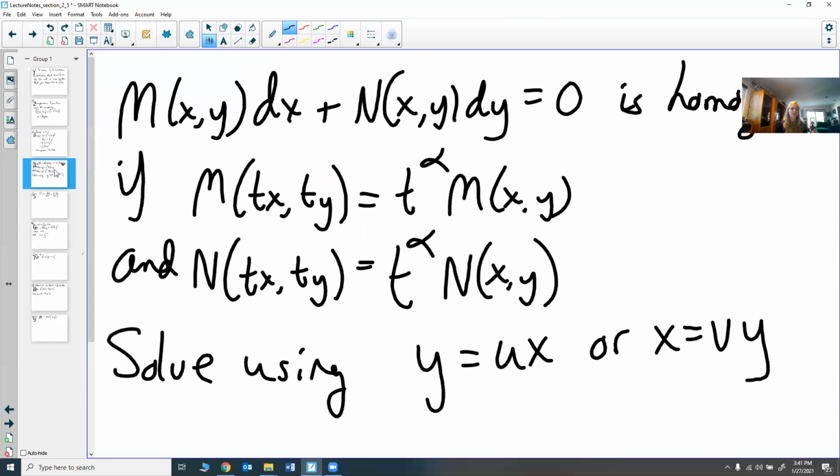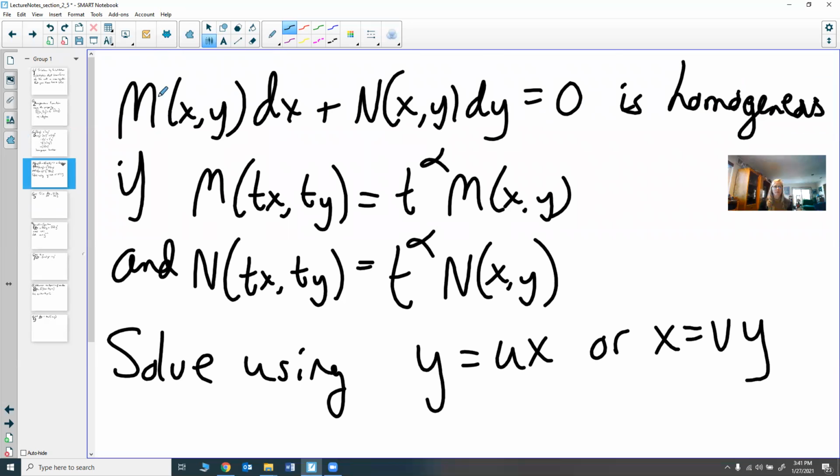So let's go back to this idea. We have this function, and I put it in this form. It doesn't really matter which form you put it in. You can do the dy dx and get it back to this form. We have some function m of xy times dx plus a different function n of xy times dy equals 0.